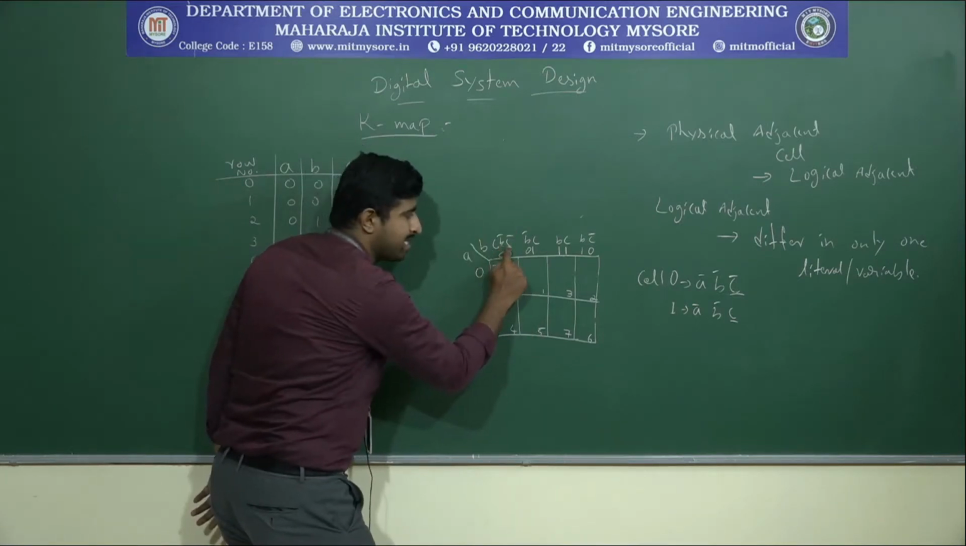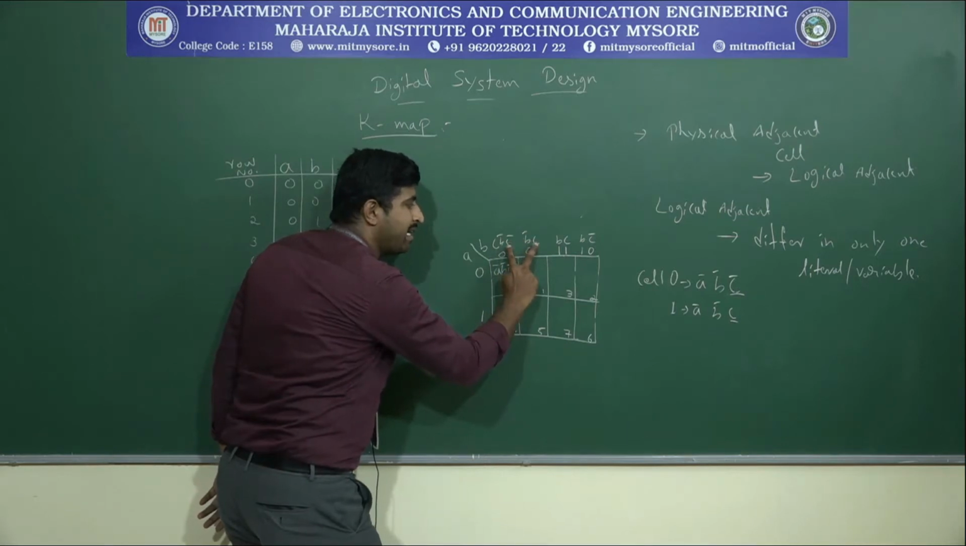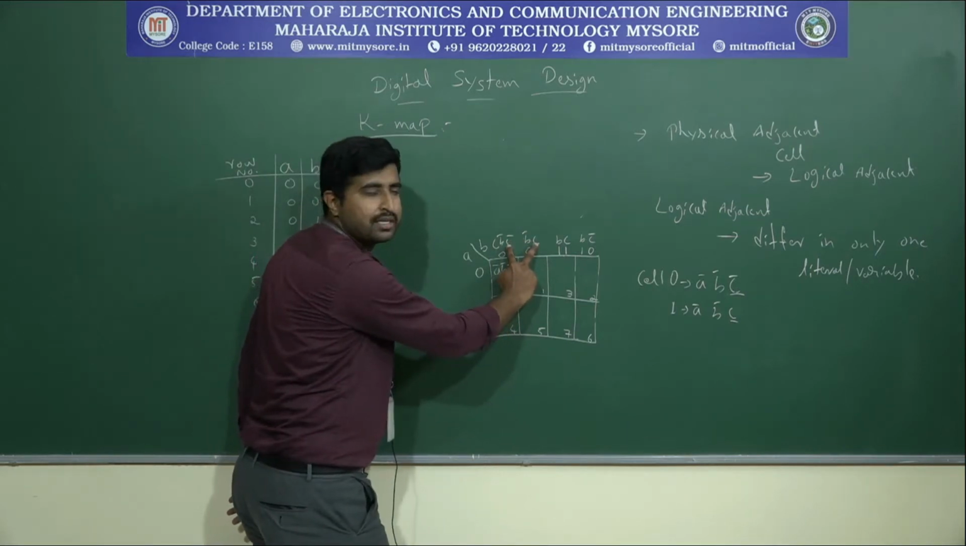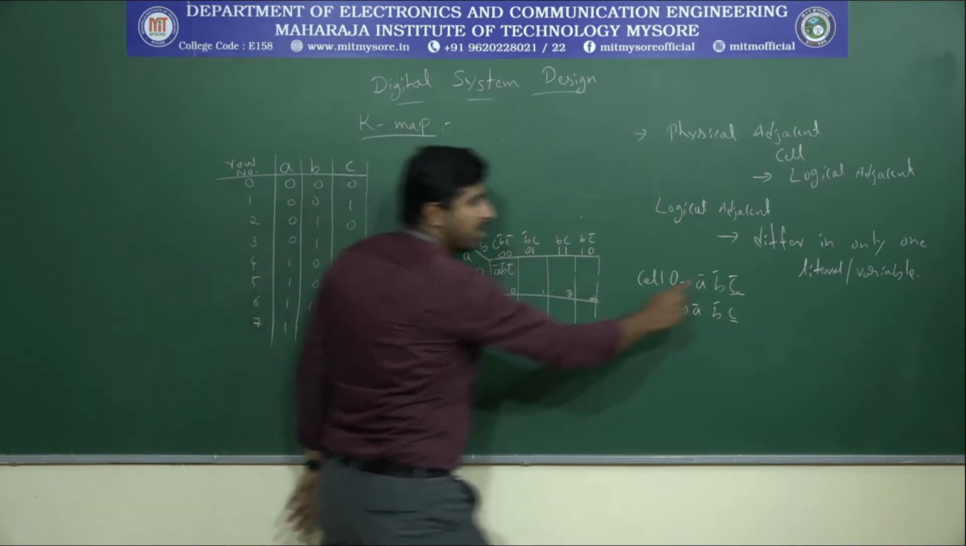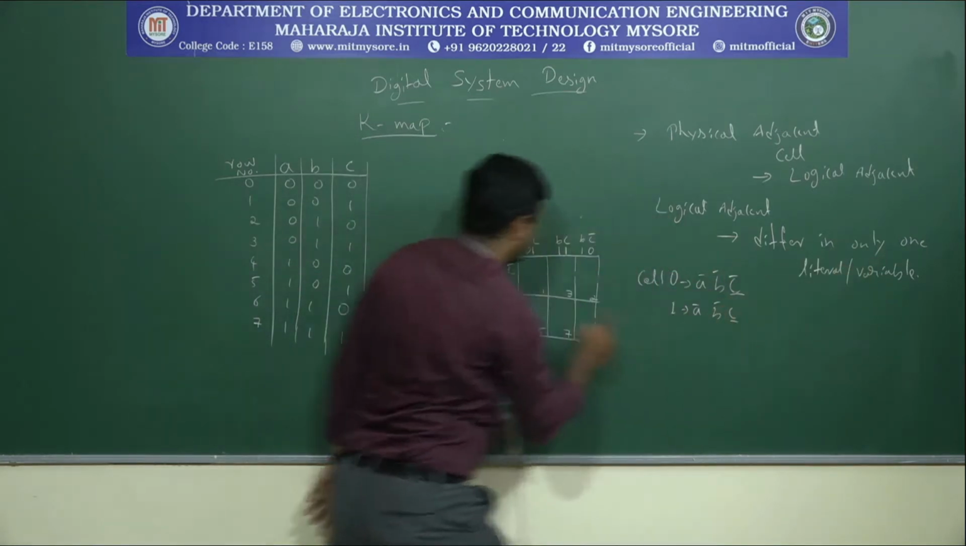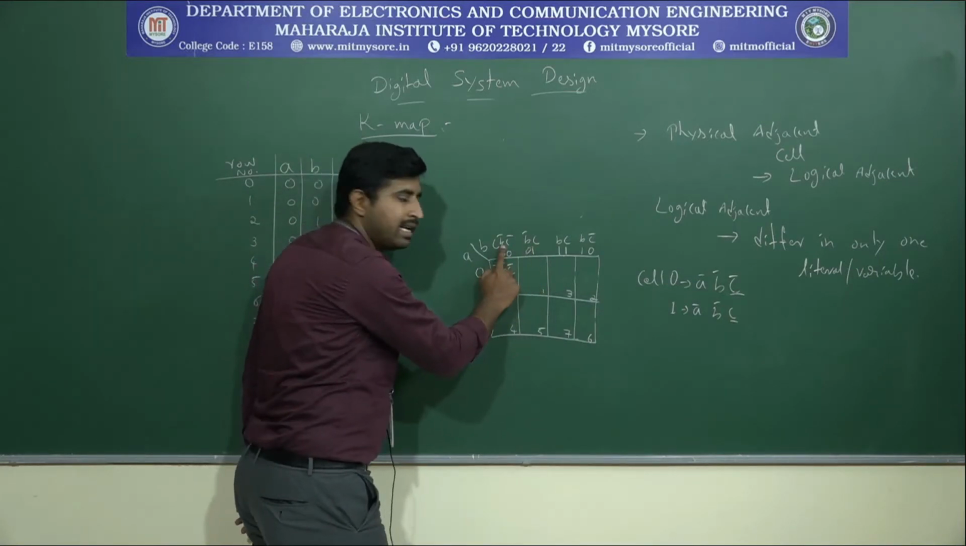Okay, see, B bar C bar is there. If you see these two, only one literal, that is C, is having a transition. So C bar to C, only one transition is there. They differ in only one literal. Only one literal is having a transition, so it differs in only one literal.